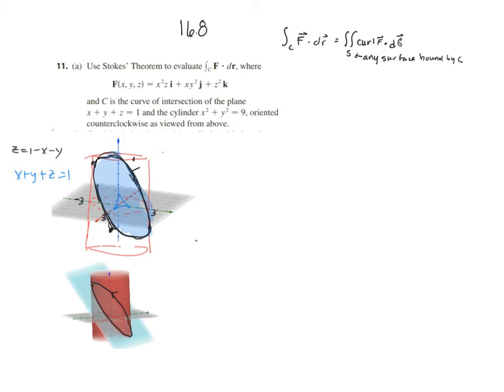So if we compute the curl, first of all, curl of F is the determinant of i, j, k, partial x, y, and z, x squared z, x y squared, and z squared.